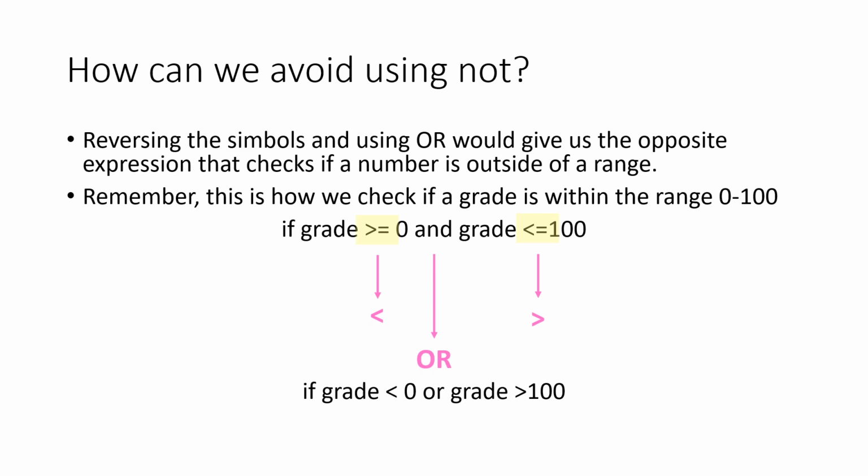So these two conditions that we have spelled out on this slide check for the opposite. The first one, if grade is greater than or equal to 0 and the grade is less than or equal to 100, checks for a number within the range 0 to 100. The next one is the opposite expression. It checks for a value that is outside the range. If grade is less than 0 or grade is greater than 100, it means that the value is not within the range. So that's how you create the opposite expression without using not.